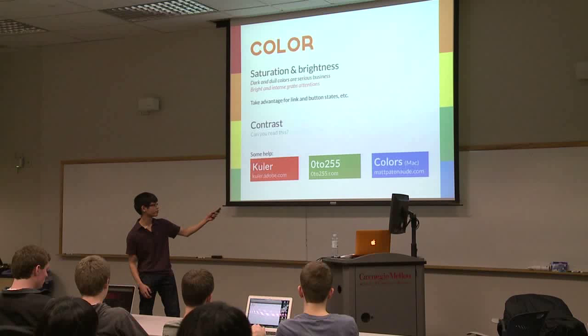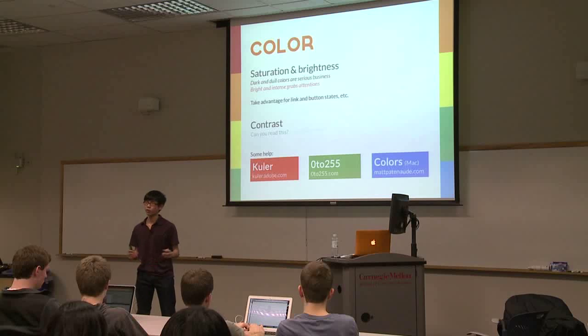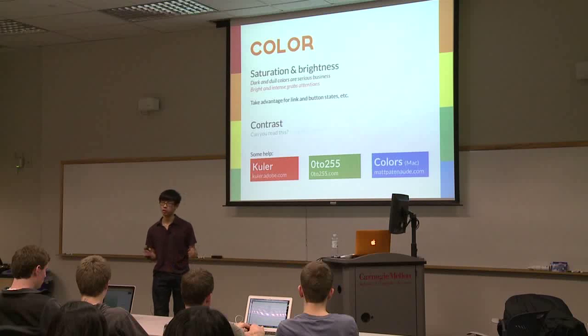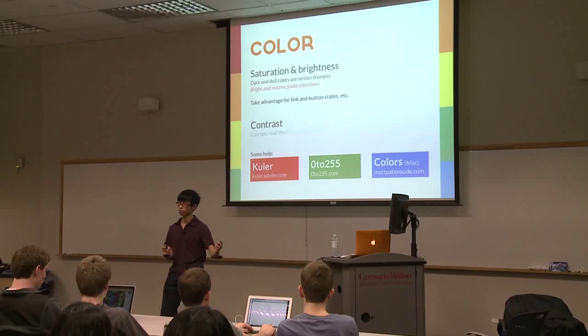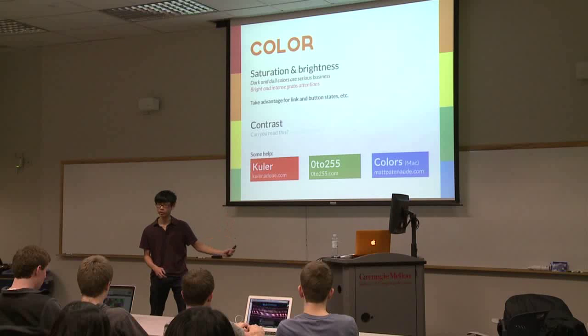0 to 255. Web colors are specified in hex codes that give their red, green, and blue ratio values. If you give this website a hex value, it will give you back a lot of different darkness shades for that color, which is really useful, as I said, when you're designing buttons and things that need to change states.